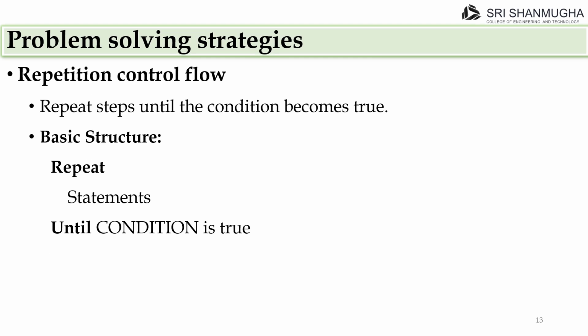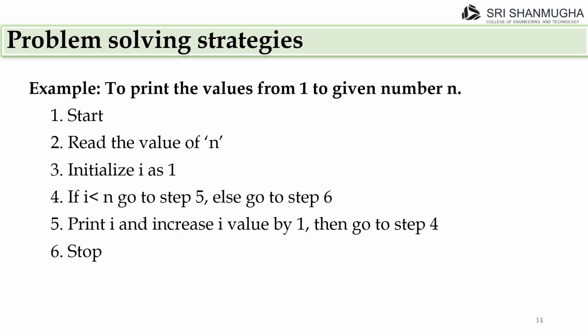Next is repeating control flow. It will repeat again and again until your condition becomes true. So that is, repeat until the condition is true. Repeat control flow repeats until my condition becomes true. See the example for that.